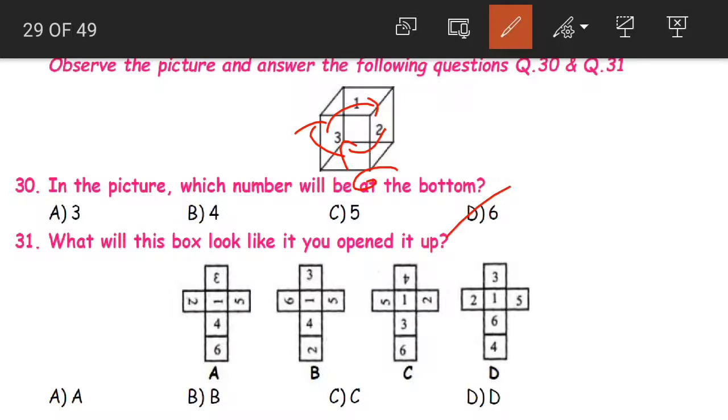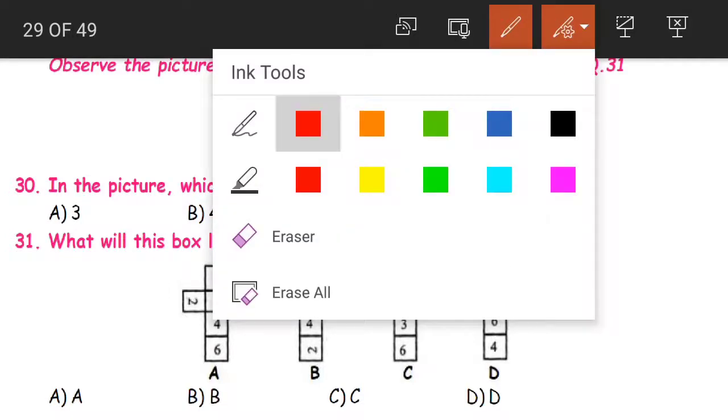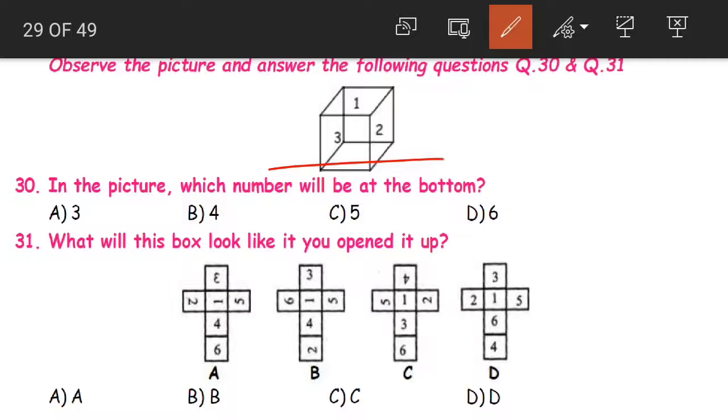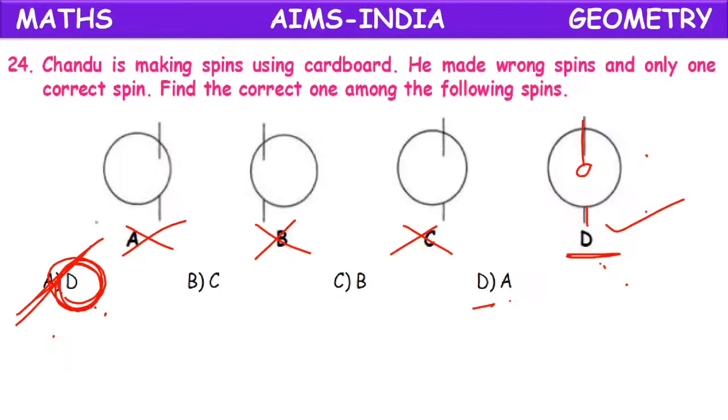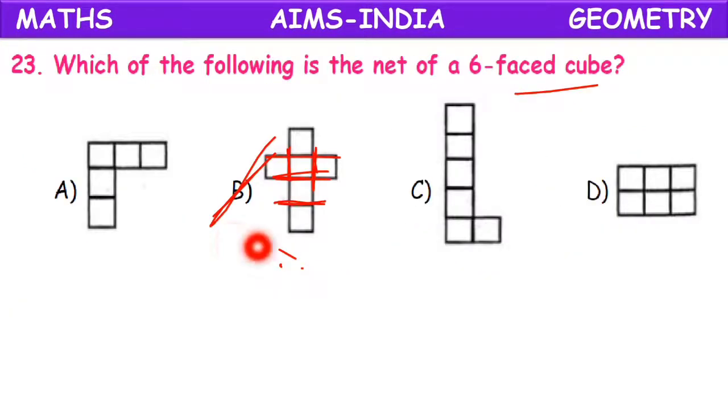So which number will be at bottom? Option D, 6. Else, if you are confused as to which number will come, you can take the help of question number 31. What will the box look like if you opened it up? Just previously we had a question, right? Which net will make a cube? Yes, this one. So this is how the paper will look when we open the box.